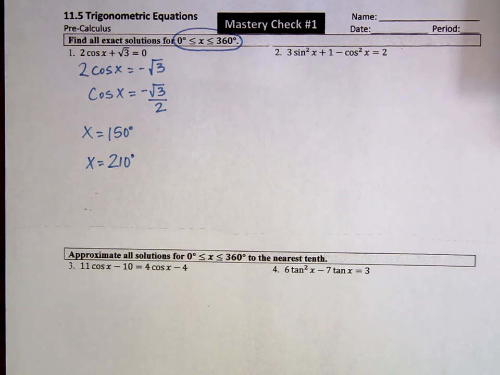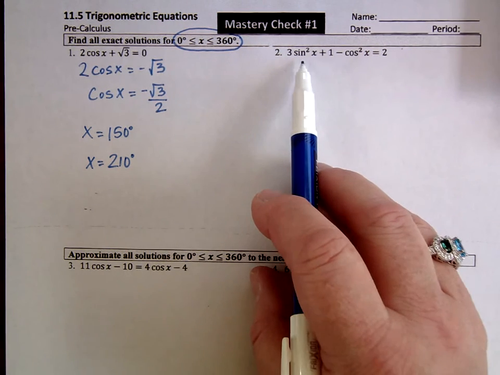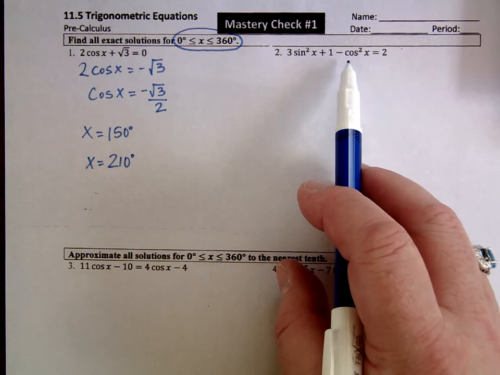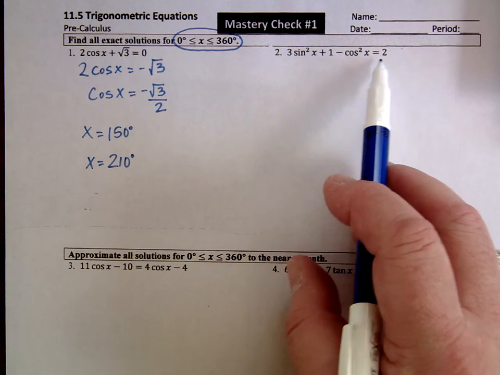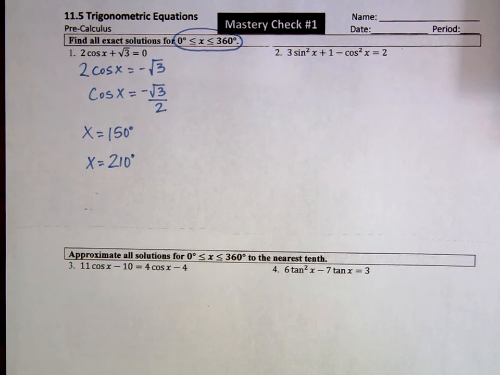All right, now are they all going to be that simple? And the answer is absolutely not. So let's go to number 2. Number 2 says 3 sine squared x plus 1 minus the cosine squared x equals 2. The first thing that I have a problem with is that they're different trig functions. One's sine, one's cosine.